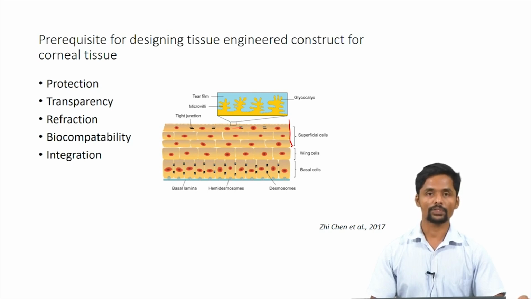The cornea is responsible for 80% of the refraction of the eye, hence the refraction required for the cornea must be achieved. And as with any other tissue, the scaffold which we prepare for cornea should be compatible with the host tissue. The most important thing is integration. The tissue engineering construct which we prepare for cornea must integrate with the host tissue, thereby not allowing any type of microbial invasion.